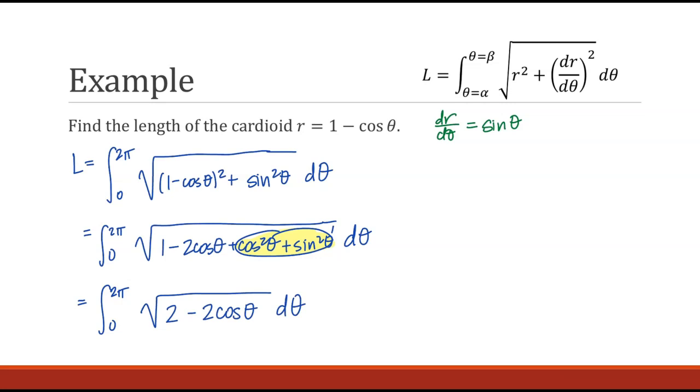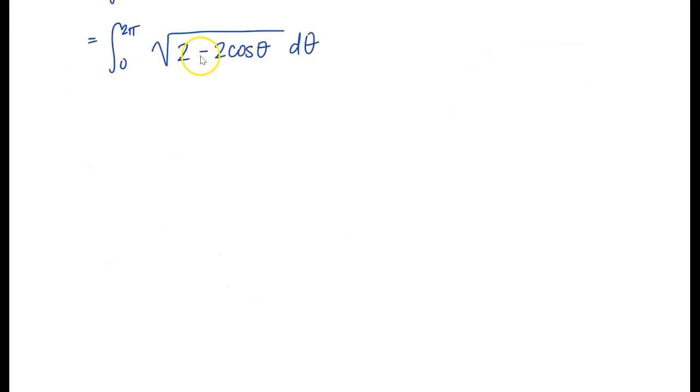And right here, we might feel a little bit stuck. So how do I go about integrating this? Well, ideally, I would like some quantity squared underneath a square root. That would be ideal, so that the square root and the squared cancel. All right, had to make some more space here. So let's actually factor the 2 that's underneath the radical in both terms here.